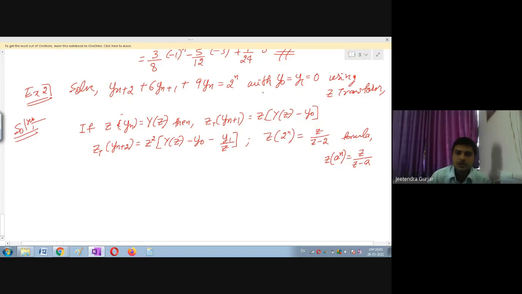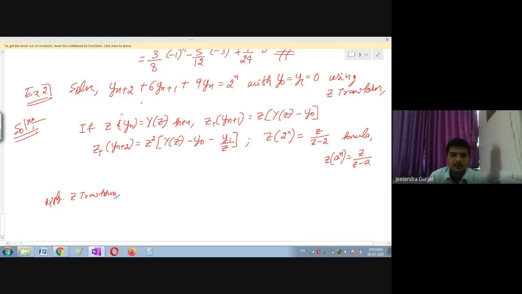So just substitute and find the answers very fast. You should be fast now. Yes. So I'll just put all the values. First I will apply Z transform for this. Apply Z transform here first.